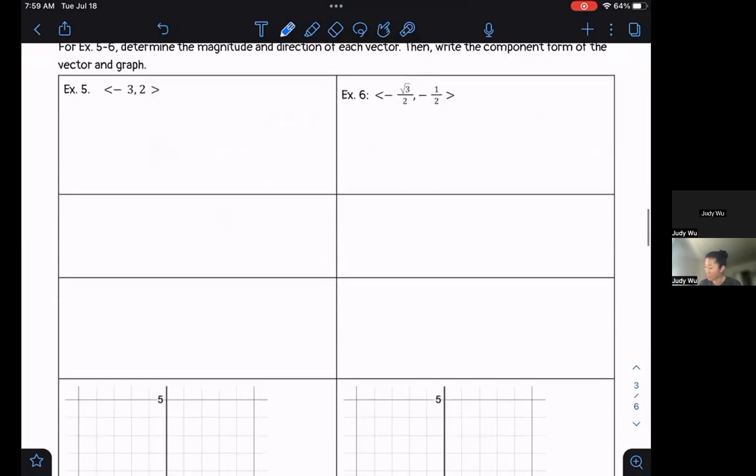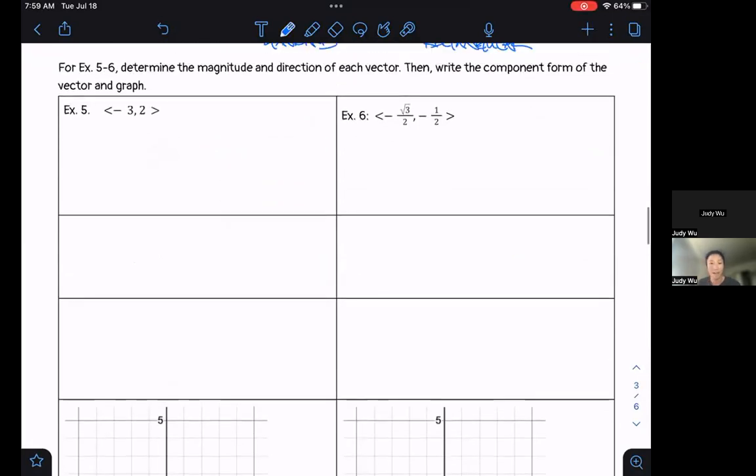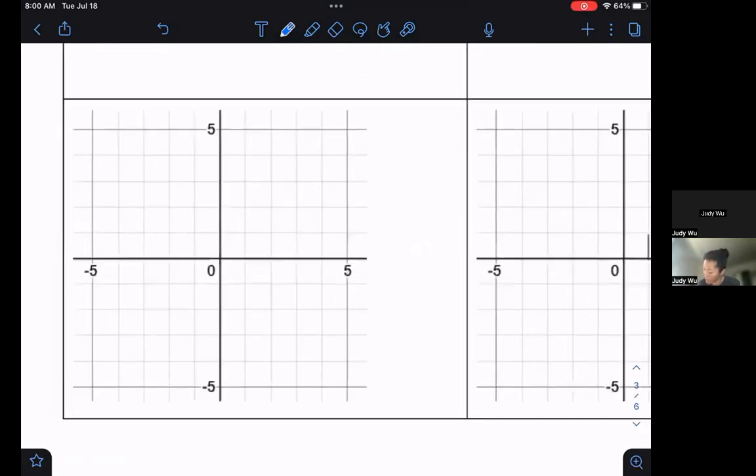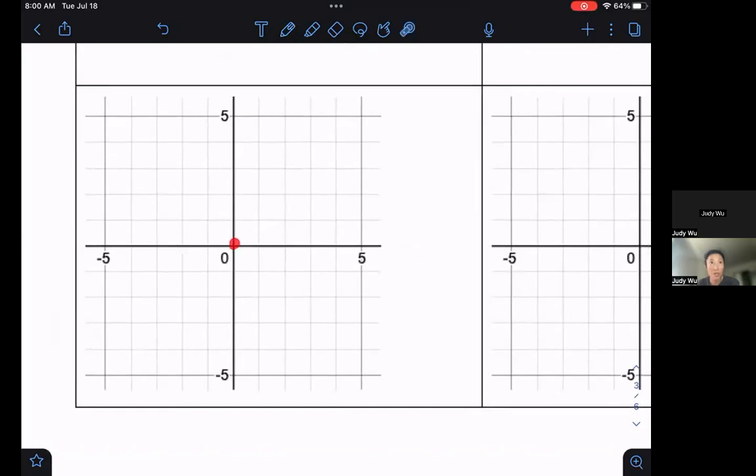All right, so let's do a couple examples, shall we? All right, we've got in example 5, <-3, 2>. Now, what I'm going to do here is I'm going to go ahead and draw this vector first, okay? So we're going to come down here. We're going to go from the origin. We are going -3, and we are going up 2, okay? So in other words, our vector will have an initial point at the origin and a terminal point at (-3, 2).